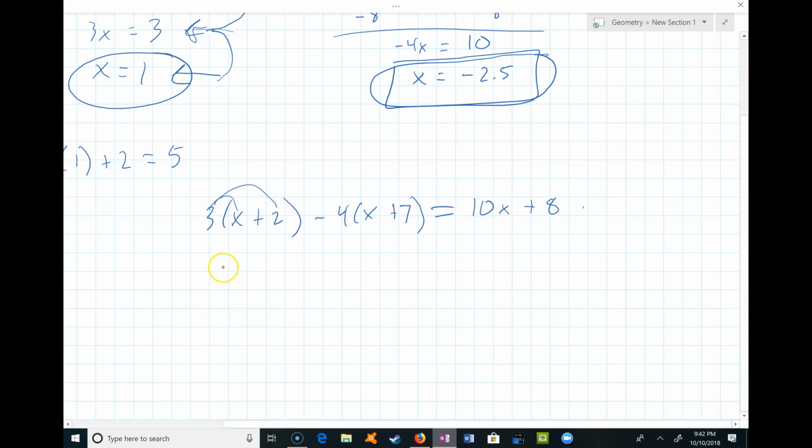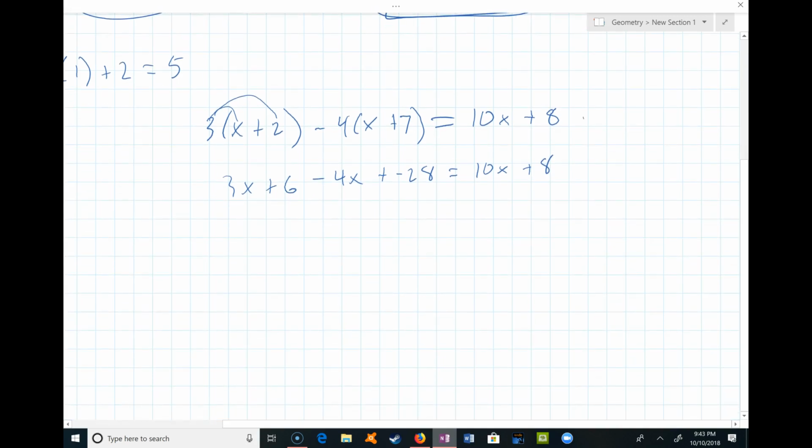So if I do that, I get 3x plus 6. And then I'd also distribute this negative 4 through, so that'd be negative 4x plus negative 28. Then I can't really simplify this side, so I just leave it as is.